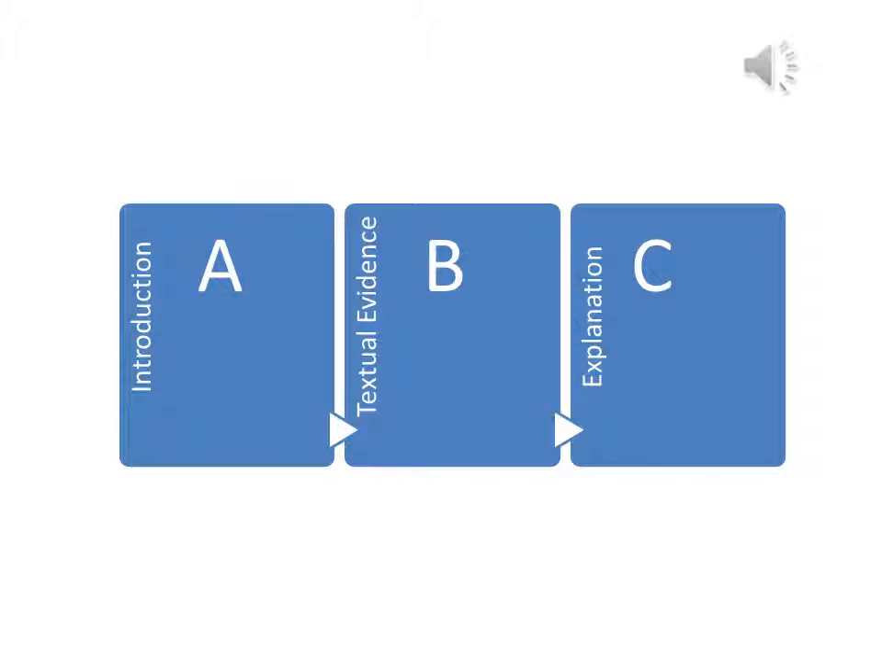The ABC process has 3 simple steps. Part A is an introduction. You provide context and make it clear what point you want to make. Step B provides the actual textual evidence. Remember, you'll need a signal phrase and a parenthetical reference. Part C is the explanation. This is the part of your writing that connects the textual evidence in B to what you introduced in Part A.